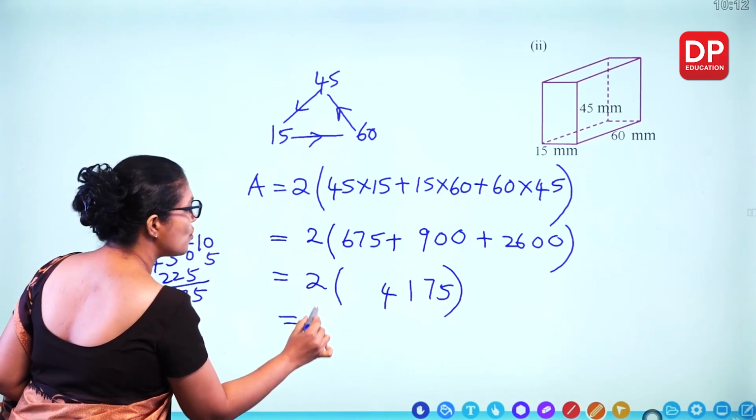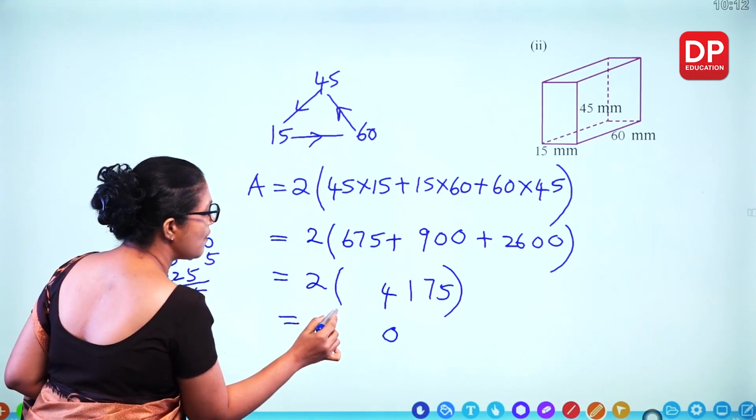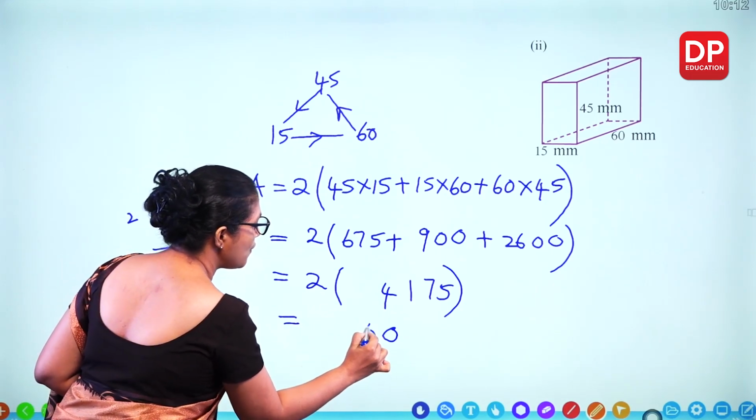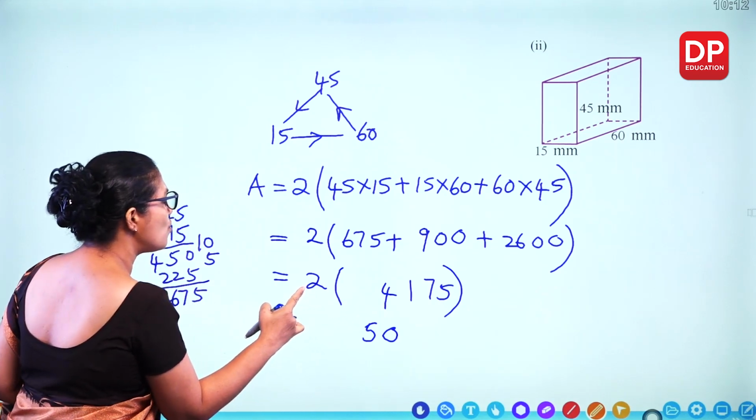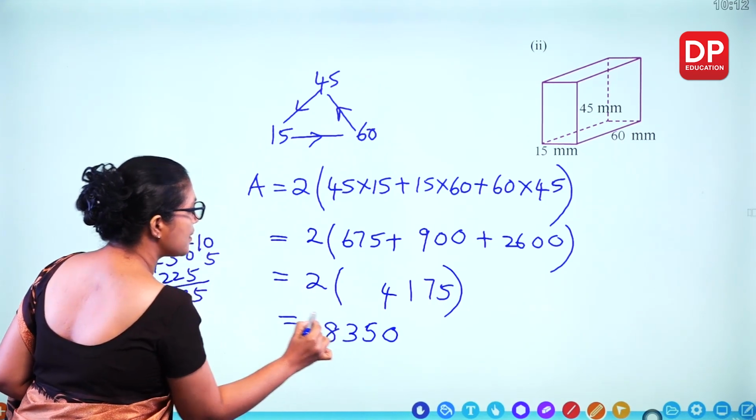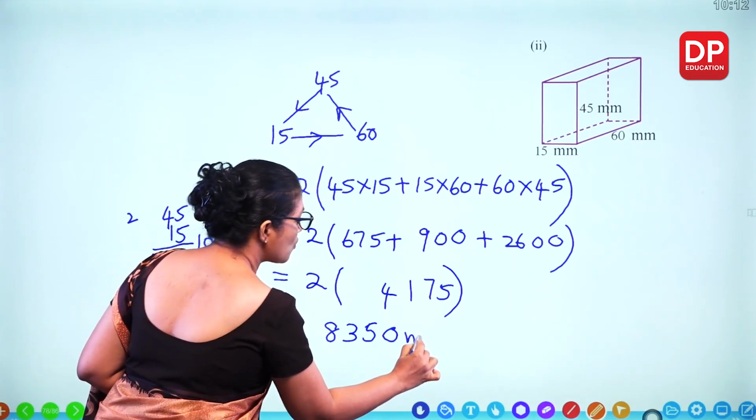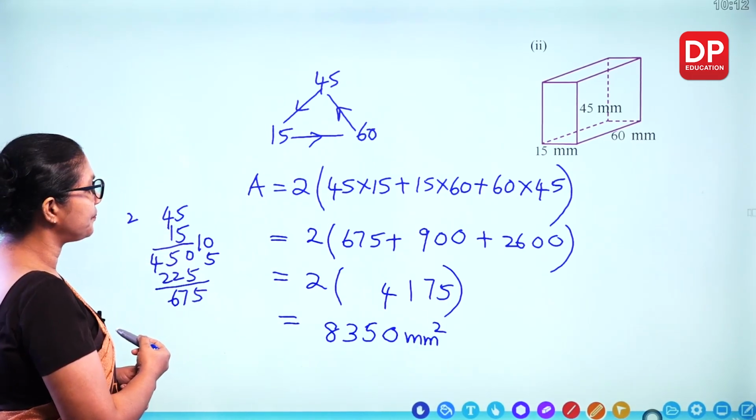Multiply by 2. 2 times 5, 10. 1 remaining. 2 times 7, 14 plus 1, 15. 1 remaining. 2 times 1, 2 plus 1, 3. And 2 times 4, 8. This is square millimeters is the area.